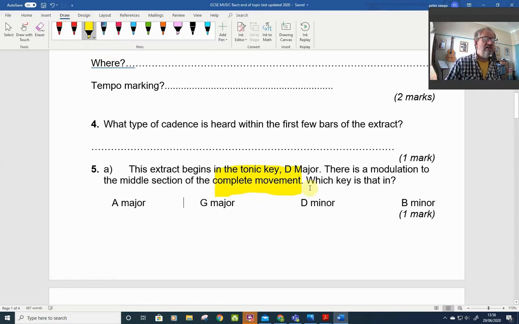So of the complete piece, we start in D major. Which of these four keys does it modulate to? And put a circle around whichever you think is the right key.